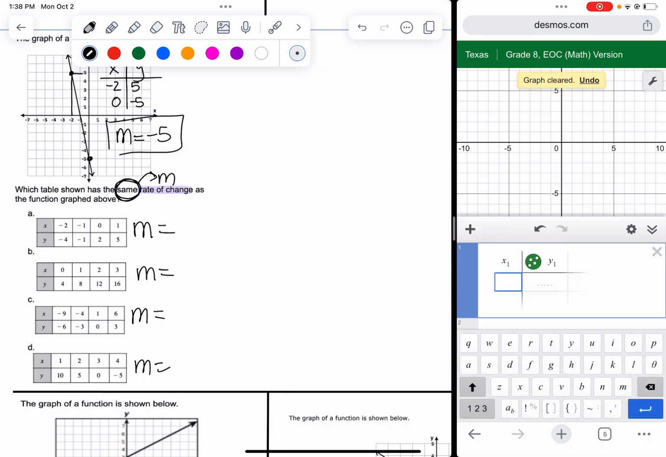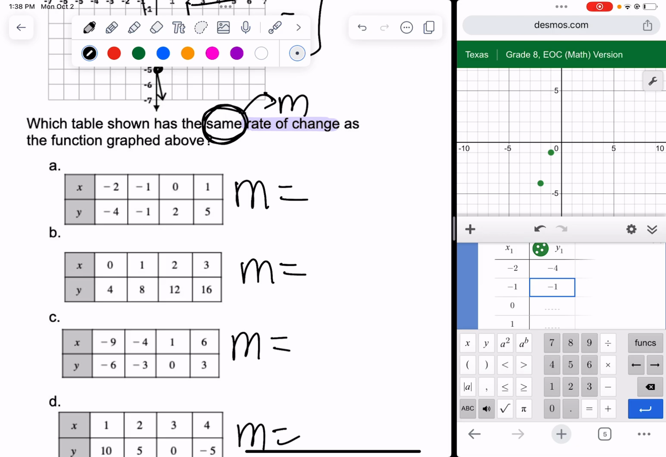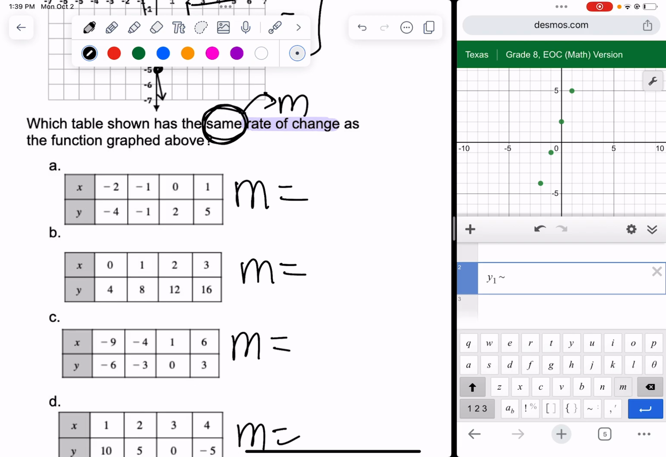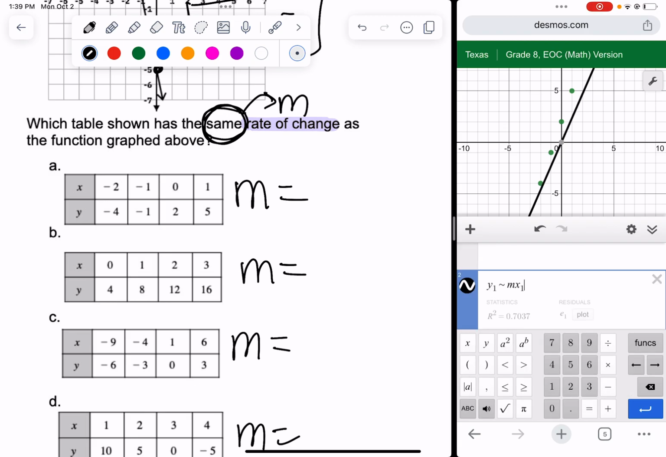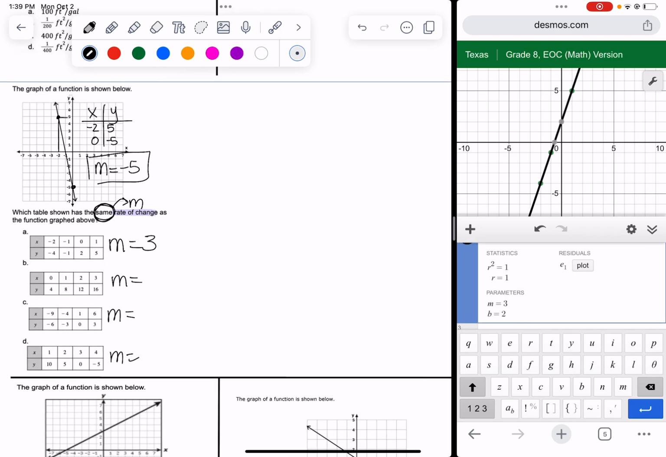So now let's do answer choice A. We have -2, -1, 0, 1, then we have -4, -1, 2, 5. Then we do y1 squiggly line mx1 plus b. And that gives me m equals 3, which is not -5, so A is not the answer.